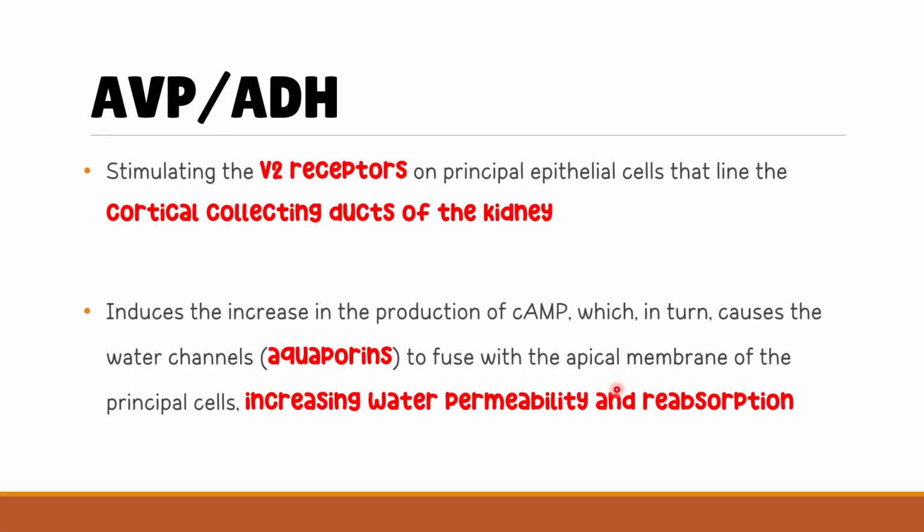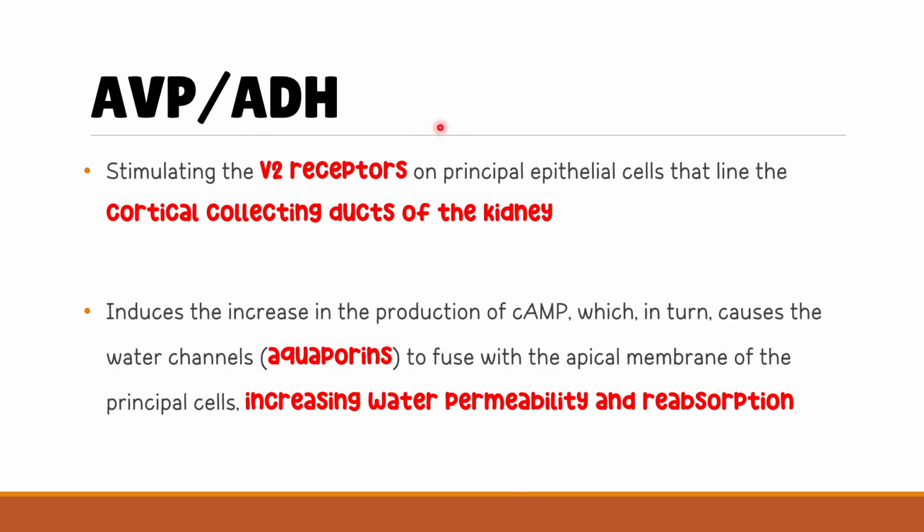So let's proceed. Let us discuss first your V2 receptor. Again, ADH will stimulate your V2 receptors, and those V2 receptors are found on your principal epithelial cells that line the cortical collecting ducts of the kidney. So if you are asked which specific portion of the kidneys water reabsorption happens, acted upon by your ADH, that would be your cortical collecting ducts.